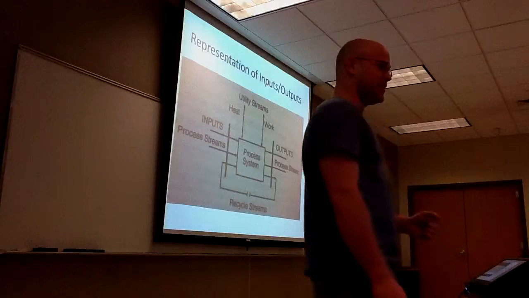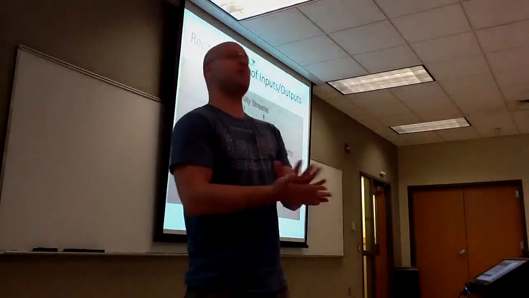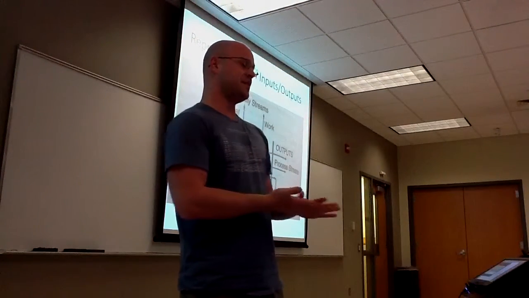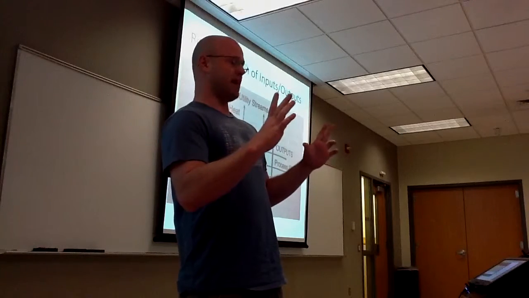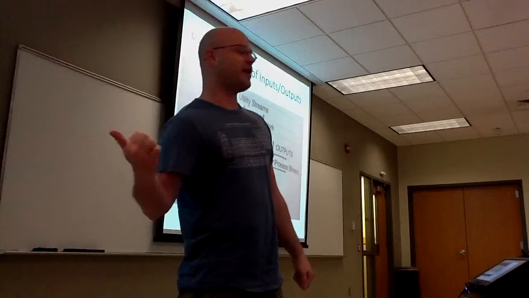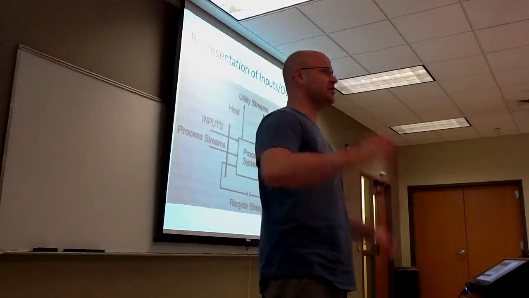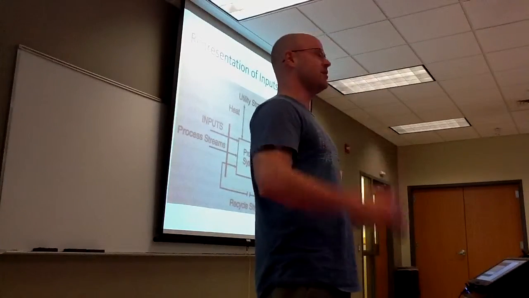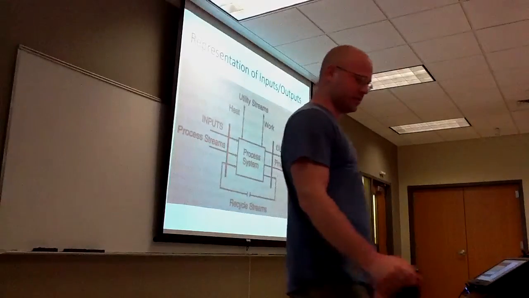This is a representation of how to model your inputs and outputs in a process system. As you can see, you have your process system, your inputs going in on the left, and your outputs coming out on the right. Then you track your utility streams, your heat and work, like I said, and you also represent your recycle streams.